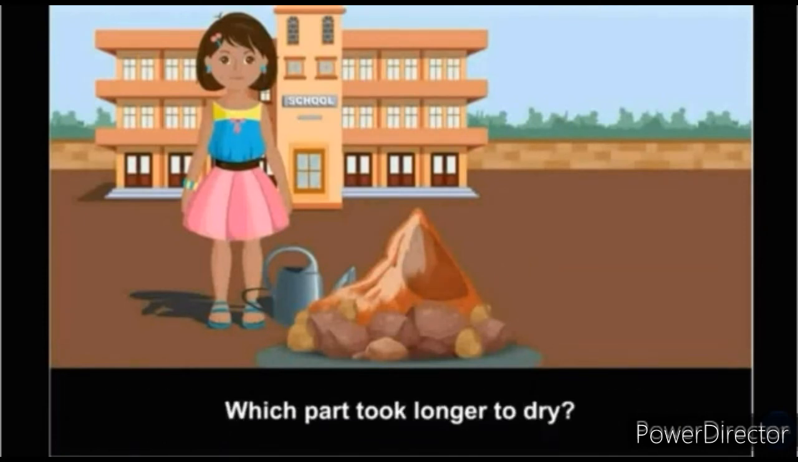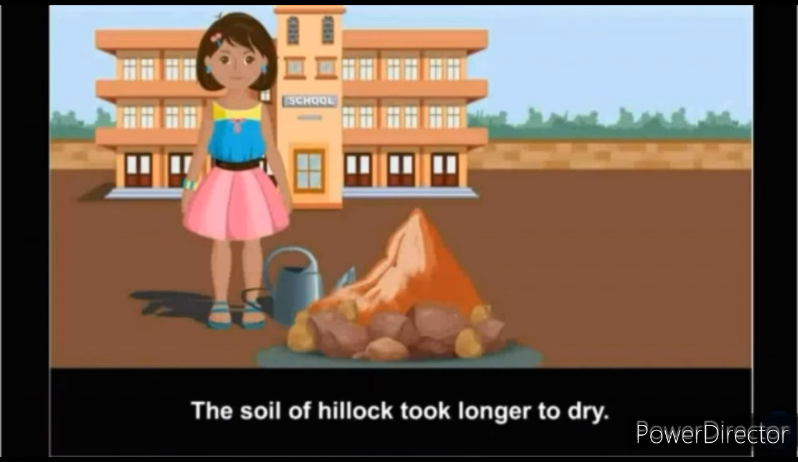Which part took longer to dry? Obviously, the soil of the hillock took longer to dry because water goes slowly inside. Seeps means going slowly inside. Okay.